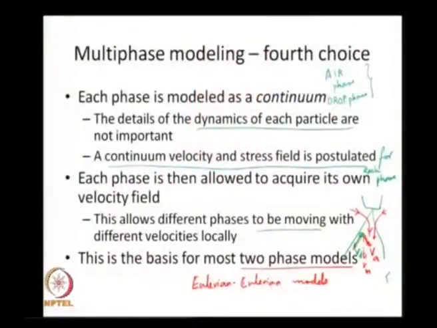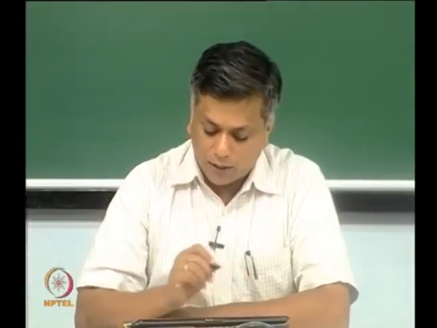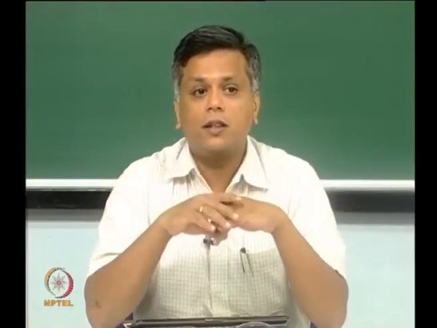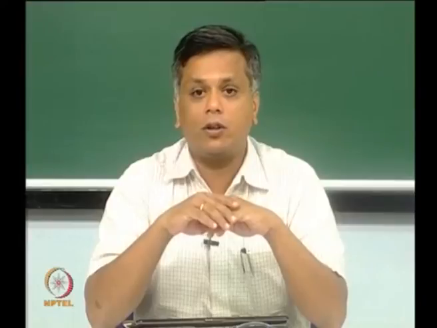So, this is basically what we would call a two-phase model, and this is also referred to in the literature as the Eulerian modeling approach. Okay, we will stop here and we will continue our discussion on how to choose between these 4 models during the next class.